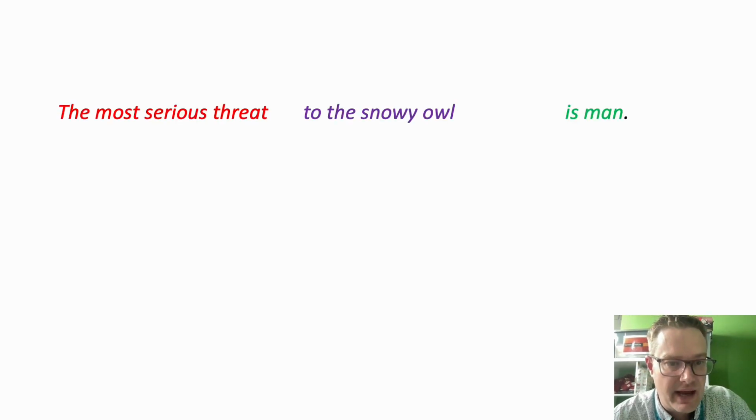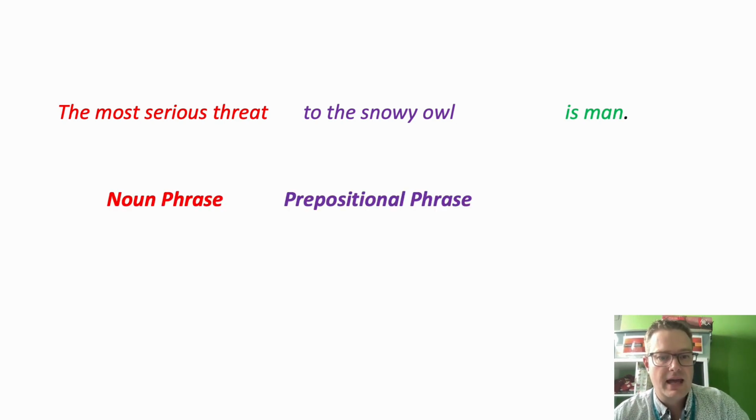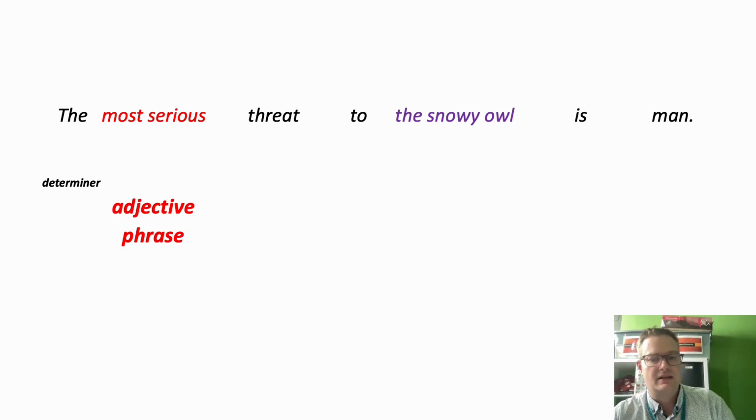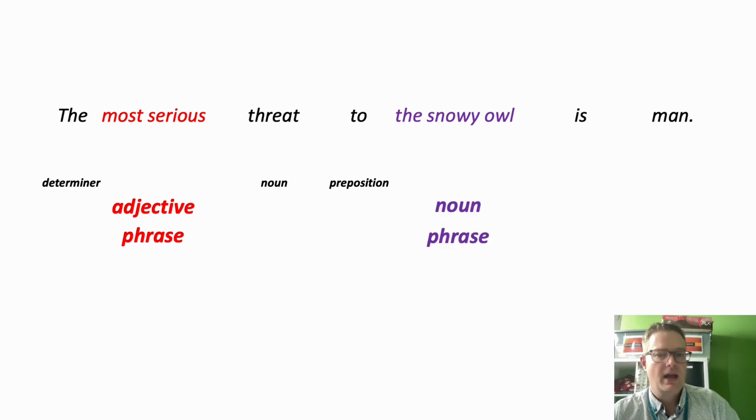Let's break that first noun phrase into 2 halves. So now we've got the noun phrase, the most serious threat, and then we've got a prepositional phrase, to the snowy owl, because of the preposition to, and then is man is still a verb phrase here. Let's break it up more. We can break it down to some individual words now. We've got a determiner, the. Most serious is an adjective phrase, and then threat is a noun, and then to is a preposition. The snowy owl is a noun phrase. The verb is, because remember, to be is a verb, and then we've got a noun.